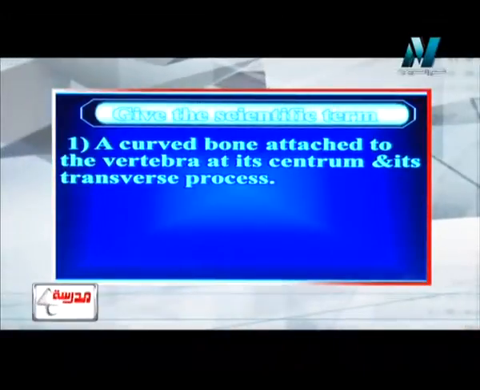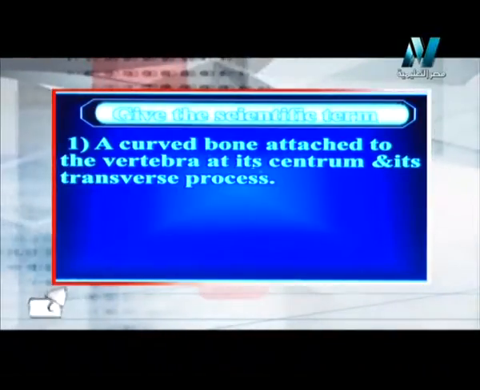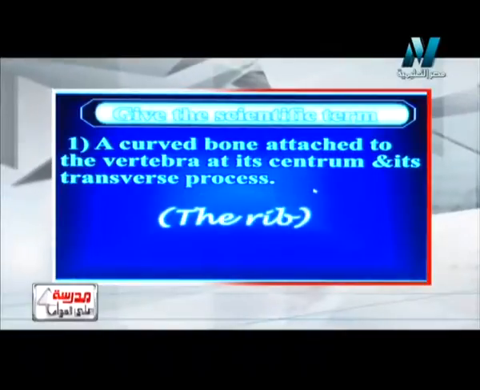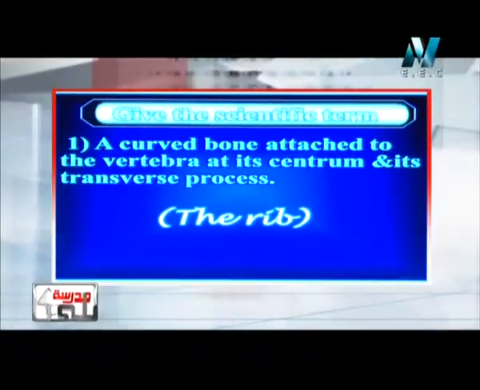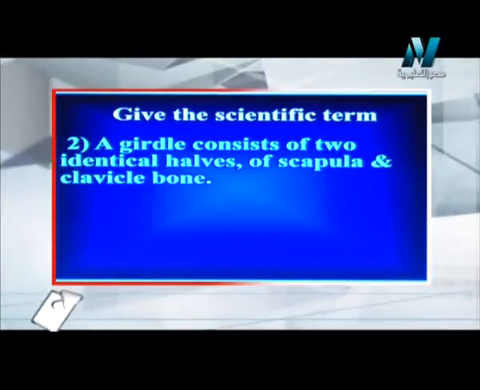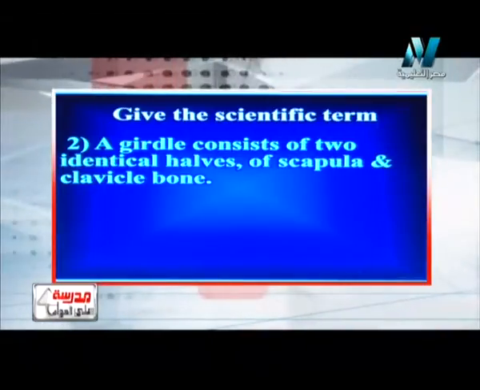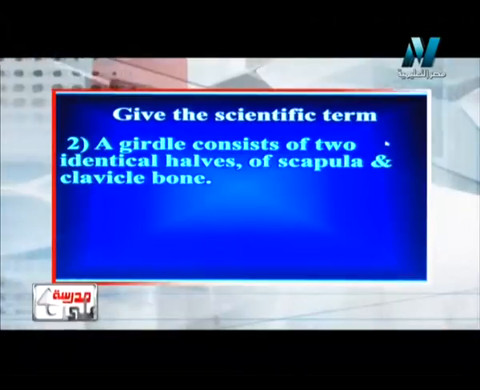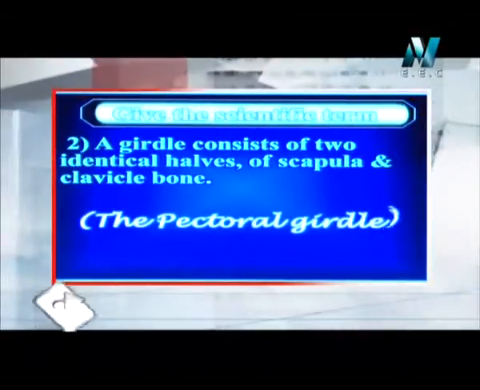The first question: give the scientific term for each of the following: a curved bone attached to the vertebra at its centrum and its transverse process. The question asks about the curved bone, which is the rib. So the rib is a curved bone that is attached to the vertebra at the centrum and the transverse process of the vertebra. Second: give the scientific term: a girdle consisting of two identical halves of the scapula and the clavicle bone. The girdle which consists of the scapula and the clavicle bone is the shoulder or pectoral girdle. That is the right answer.